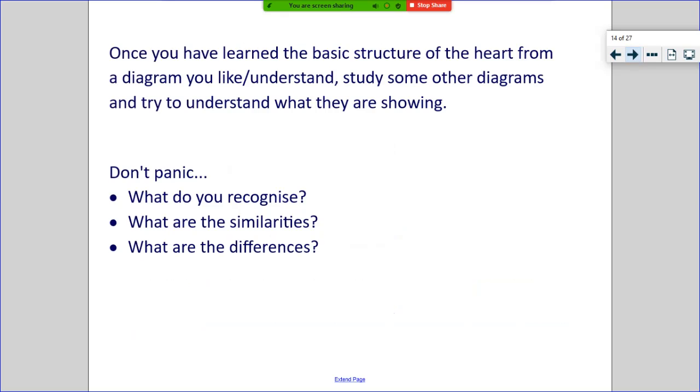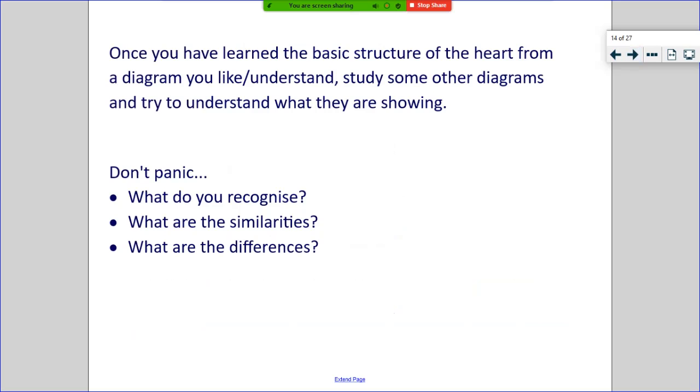So learn the basics from a simple diagram of the heart, but make sure you can transfer that to different diagrams of the heart. It might be worth doing a Google search on images of different heart diagrams and have a look at them and see what you can identify, and see if there's things on there that you don't recognize, but don't panic. We need you to get used to different diagrams because we don't know what diagram they're going to show you in the exam, if there was an exam.